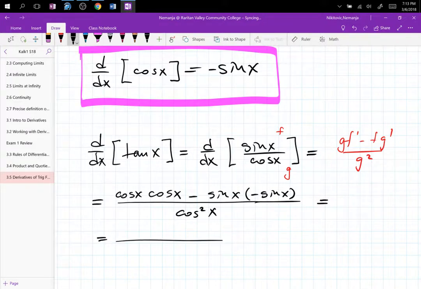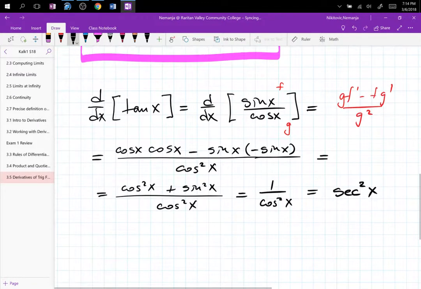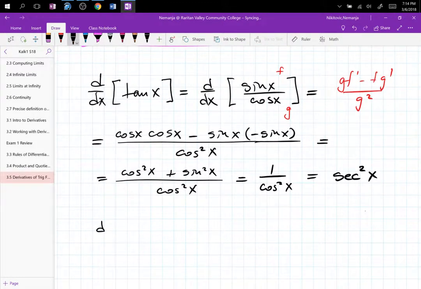Cosine times cosine is cosine squared x. Negative sine times negative sine is positive sine squared x, over cosine squared x. What is sine squared plus cosine squared? Very good. And what's 1 over cosine? Excellent. So what we just discovered is that the derivative of tangent x is secant squared x.